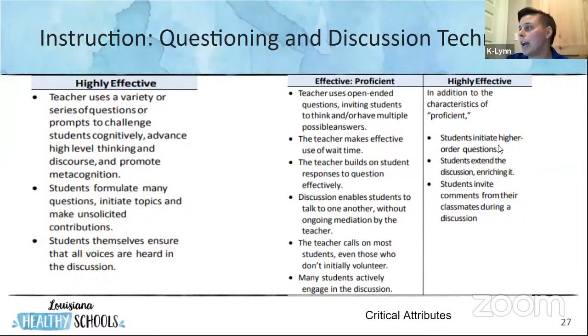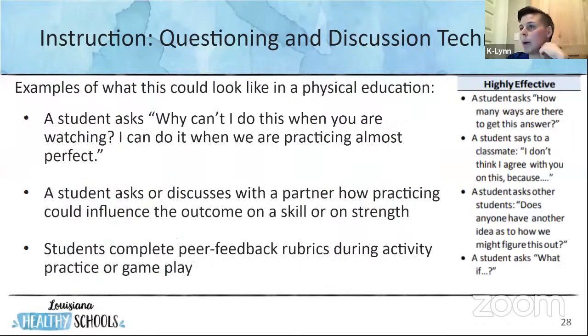Okay, so students initiate higher order questions, and Carrie has a really good suggestion for this in a minute. Students extend the discussion and enrich it. A lot of times if we're having PE once a week for 30 minutes, we can't fit it in. So this is where out of class discussions might take place. It could just be a quick discussion on whatever board you might use, and students just have to write a response and might have to respond to one of their peers. This could depend on if you're K-12, what's appropriate or not. Okay, Carrie, why don't you take this slide?